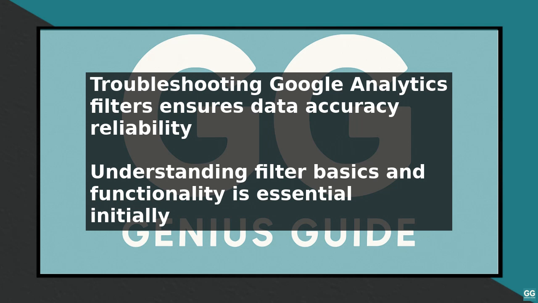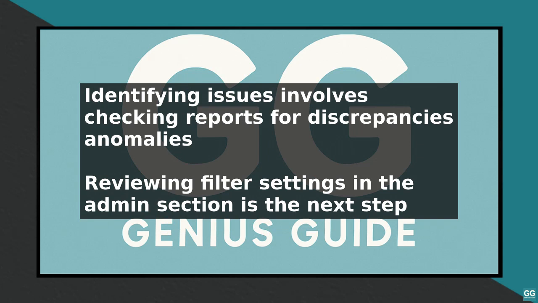Check your reports for any discrepancies or anomalies in the data. Look for sudden drops or spikes in traffic, or unusual patterns in user behavior. Once you have identified the issue, the next step is to check the filter settings. Log into your Google Analytics account and navigate to the admin section. Click on the view you want to troubleshoot and then click on Filters.